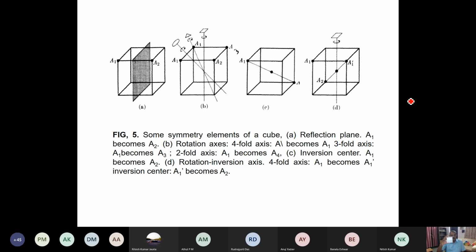Hello? Yes, sir. Okay. So if I have a cube with me, and if I put an imaginary plane like this through it, then this is called the mirror plane. Right side of the cube is the mirror image of the left side of the cube. So this plane passing through this crystal, just like this figure here. This is the mirror plane. So A1 becomes the mirror image of A2. So this is A1, this is A2. This is the mirror plane. So this is mirror symmetry.